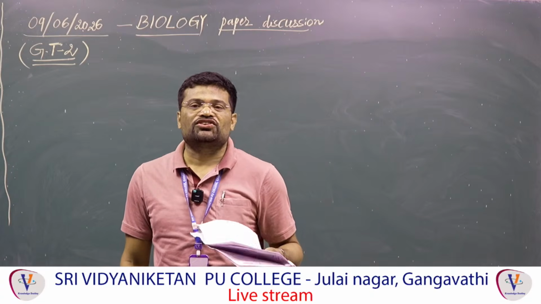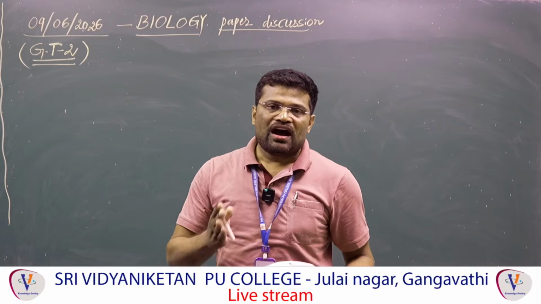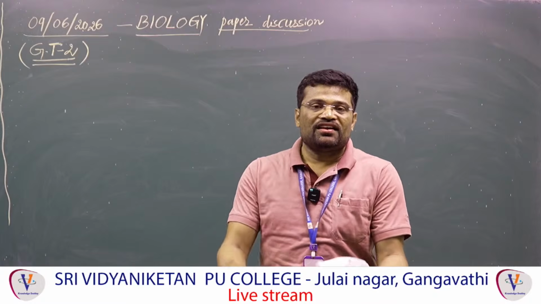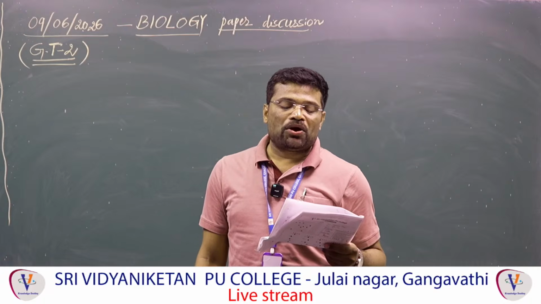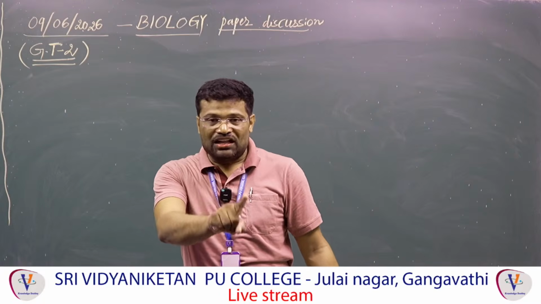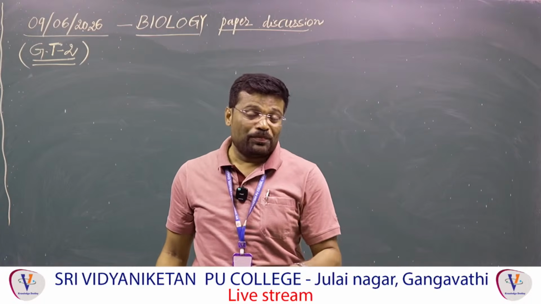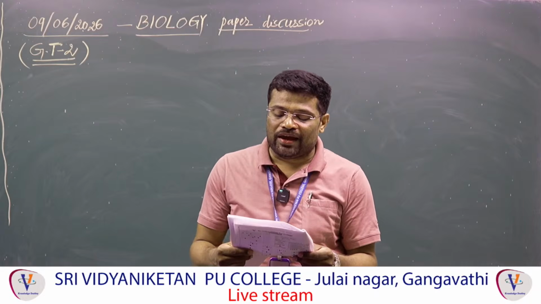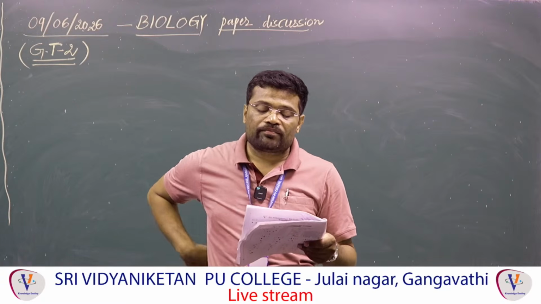D. Implantation of the embryo occurs in uterus. Obviously. Attachment of the blastocyst to the endometrium of the uterus by progesterone is called implantation. So D is correct. E. Embryo develops up to the blastocyst stage before implantation. Absolutely correct. Zygote becomes morula, morula becomes blastula or blastocyst, and the blastocyst undergoes implantation. So A, B, D and E are correct. Answer is 2.